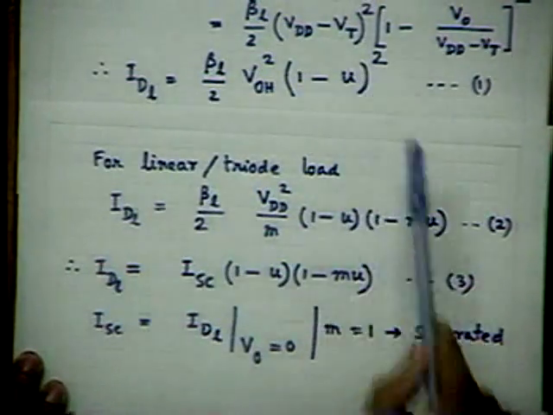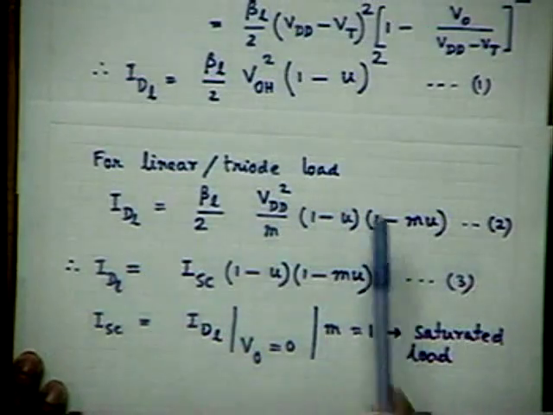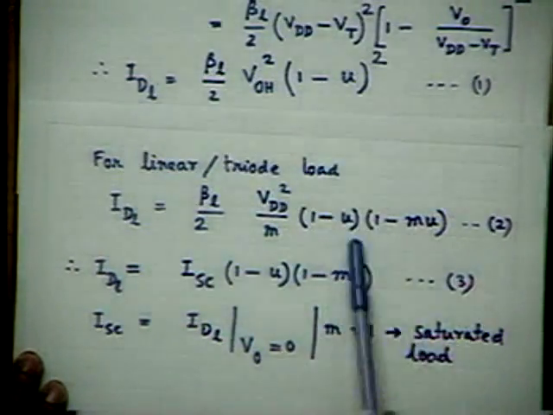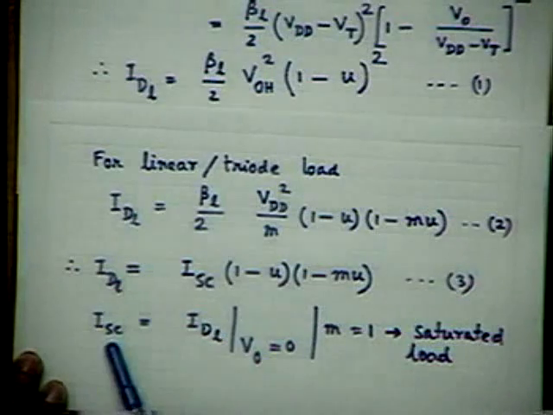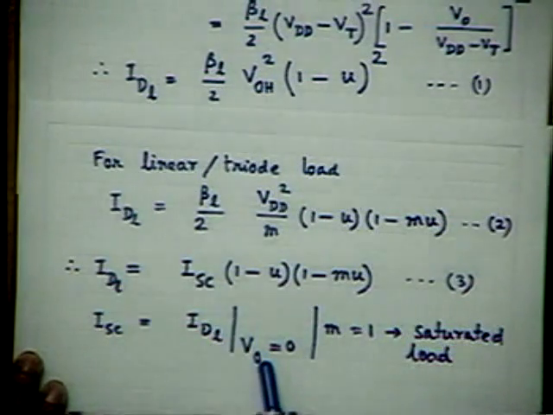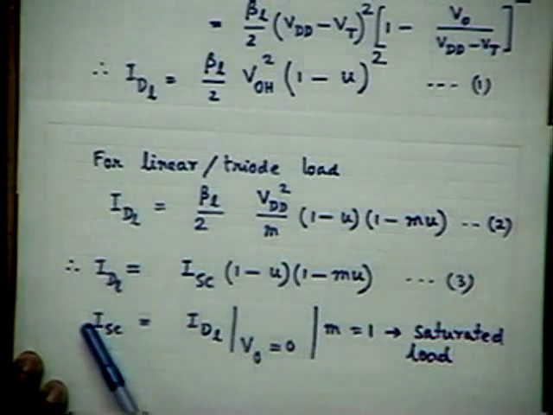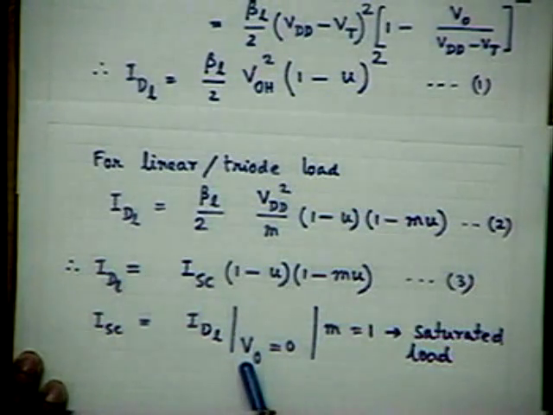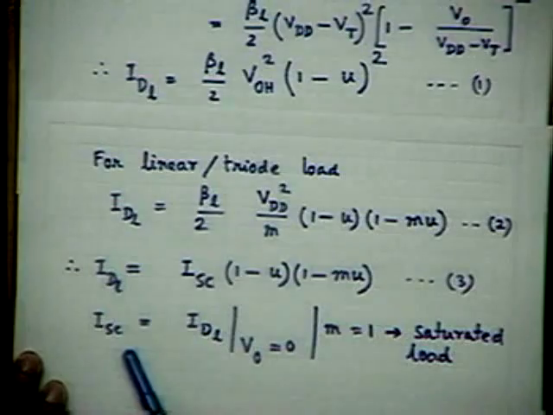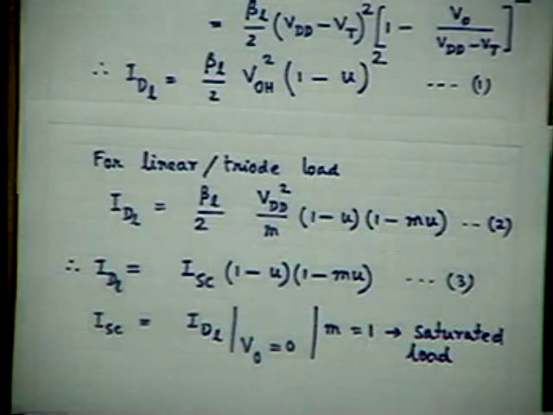M is equal to 1 means saturated load. And when U is equal to 0, that means V0 is equal to 0, this part is unity. So ISC is therefore nothing but equal to IDL when V0 is equal to 0. It is the load current when output is short circuited. That is why I have given the name ISC. So I have represented both the equations by a general equation for the sake of mathematical convenience, in order that I can analyze both the inverters simultaneously instead of making separate analysis.